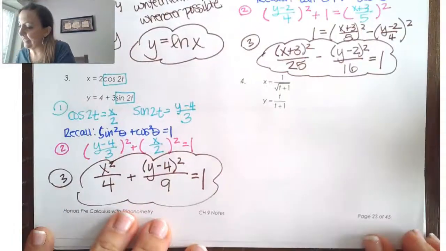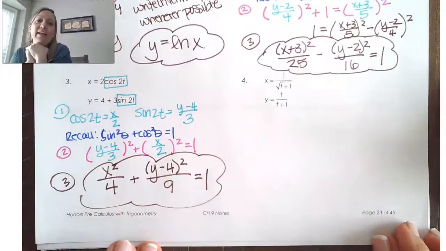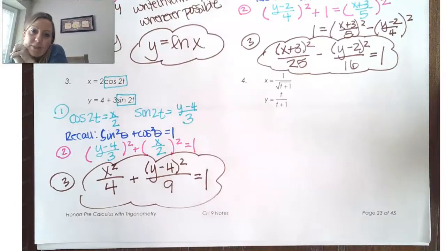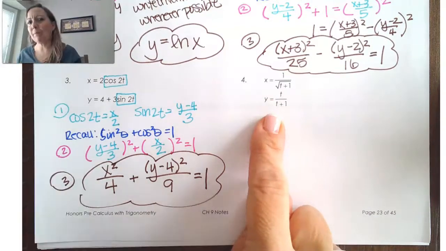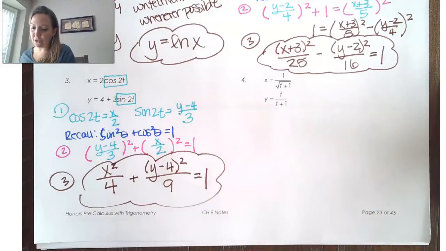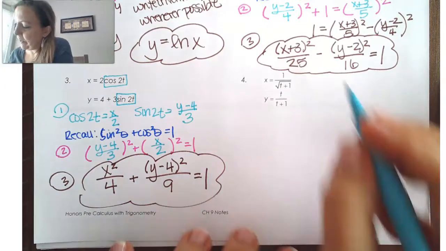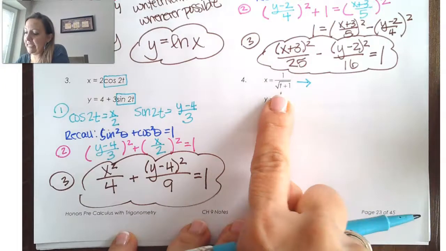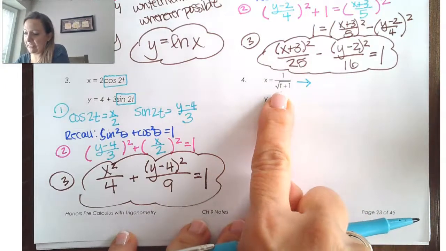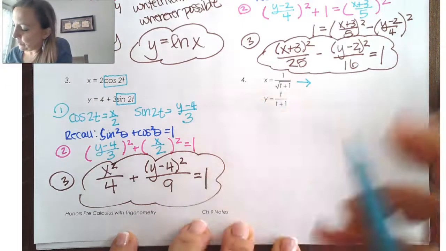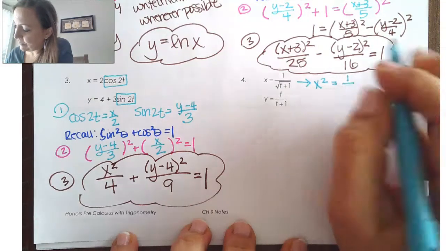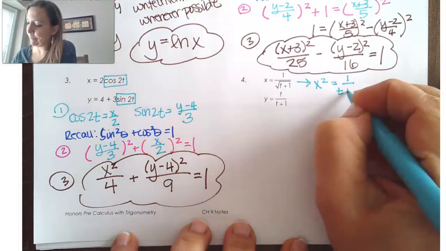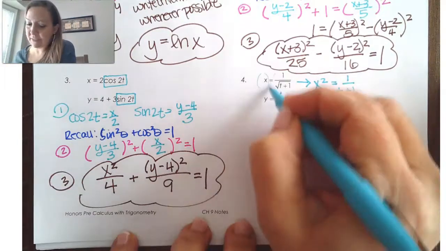All right, so another one like this is number 4. We have x equals 1 over the square root of t plus 1, and y equals t over t plus 1. Well, this one has two t's in it, which may be problematic to solve for t. So I'll choose the first one. In order to solve for t, I have to square to get rid of the square root. So I'll have x squared equals 1 squared, which is 1, over t plus 1. I just squared both sides of that equation.